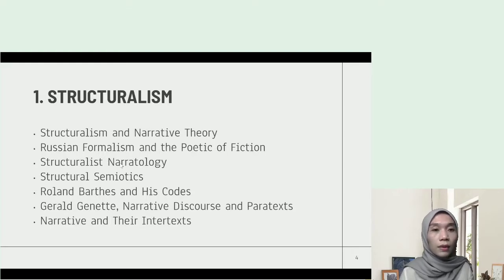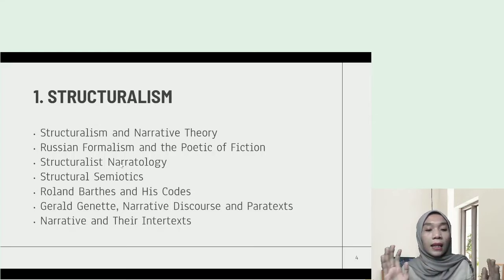The first one, structuralism. There are some concepts here like structuralist narratology, Roland Barthes and his quotes, direct tenet, narrative discourse, and paratext. Let's say you take one of these, direct tenet. Then in it, he uses the first person, the second person, the third person, narrator, and character. Then you can use that to elaborate the text. But again, this will be the tool.